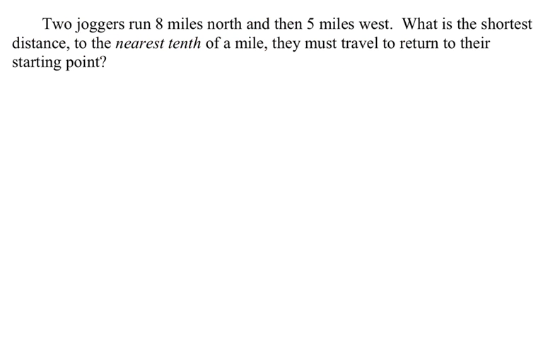Two joggers run 8 miles north and then 5 miles west. What is the shortest distance to the nearest tenth of a mile that they must travel to return to their starting point? I find it always best to draw a picture. So they jog 8 miles north, then they jog 5 miles west. Well, the shortest distance to get back to where they started is the hypotenuse of that right triangle.